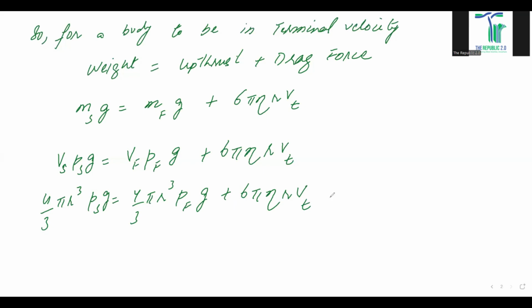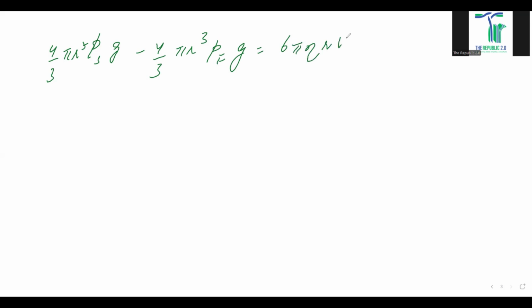So what I'm going to do is move this 4/3 pi r cubed rho f g to the other side. And I would have 4/3 pi r cubed rho s, the density of the solid, times g, minus 4/3 pi r cubed, density of the fluid, times g, equals 6 pi eta R VT. Now, the common factor out of both these expressions would be 4/3 pi r cubed times g times (rho s minus rho f) equals 6 pi eta R VT.